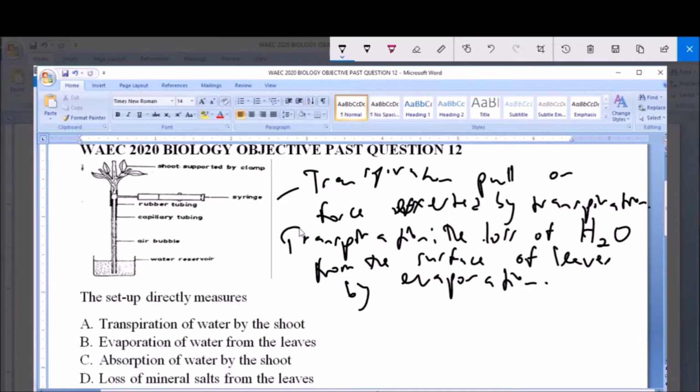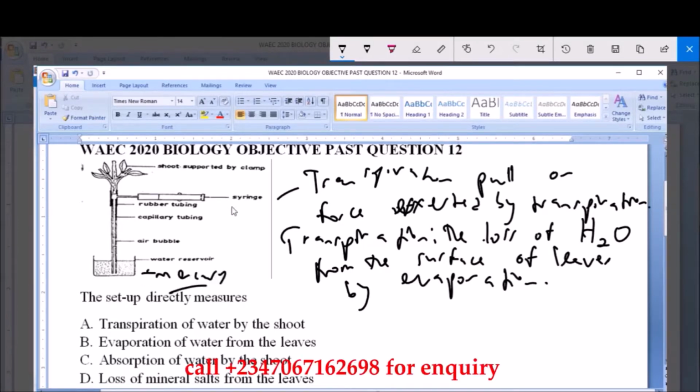exerted by transpiration, and as is shown here, you have a reservoir containing water or some other liquid. You could also have mercury contained in the reservoir. So in this setup, as water evaporates from the leaves, water or whatever liquid is in the reservoir will be taken up the capillary tube, and as it's taken up the capillary tube, you'll be able to measure the force or the pull that transpiration carries out. So as we have rightly established, transpiration of water by the shoots, which is option A, is what this setup is designed to measure.